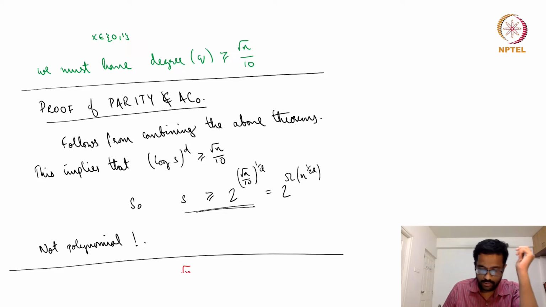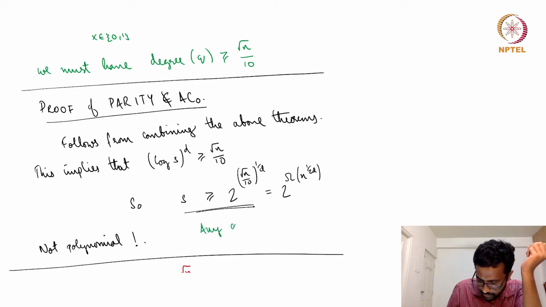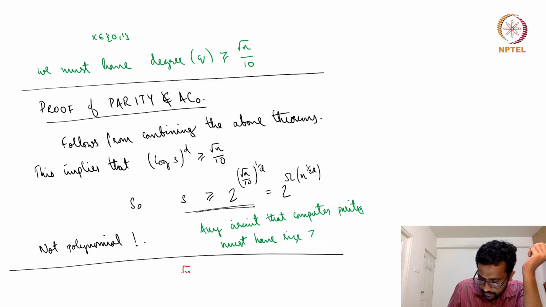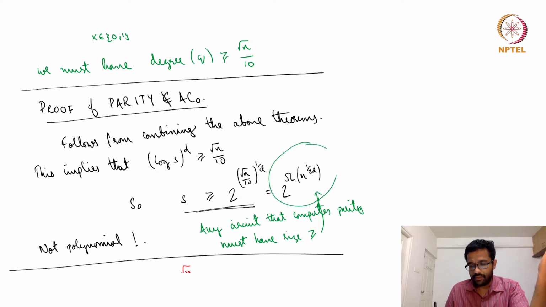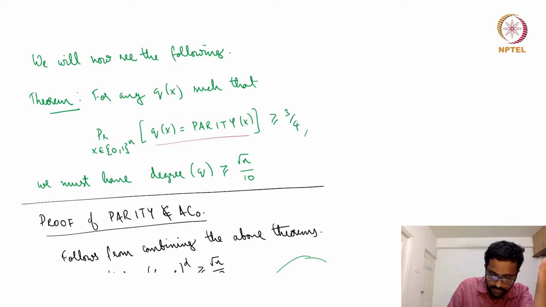So any circuit that computes parity must have size at least this quantity, right? This is clearly super polynomial. This is something exponential. That is the reason why parity is not in AC0. So now what remains is to show the proof of this theorem.